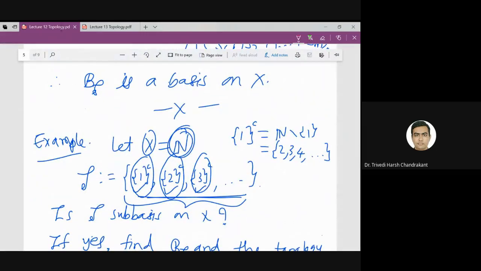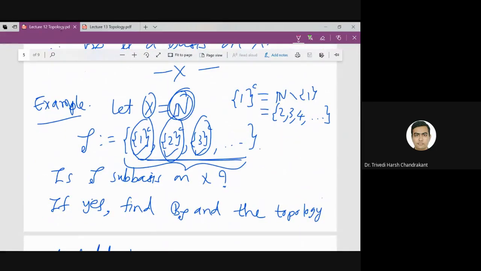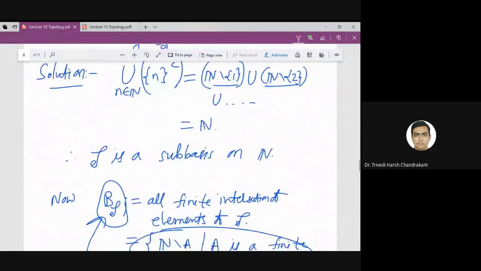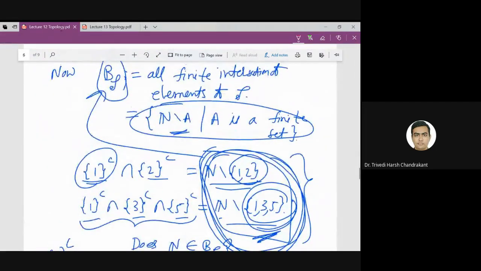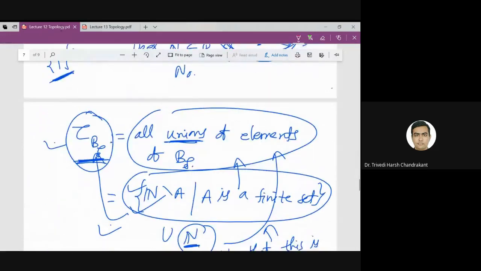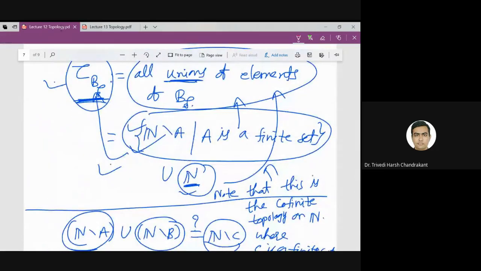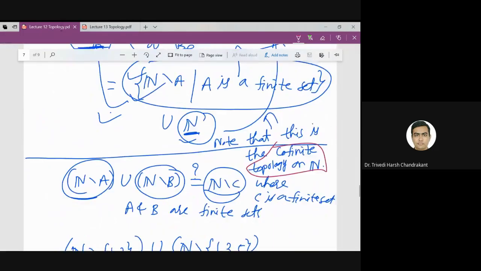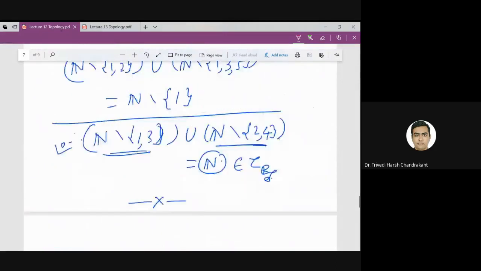We discussed one example over the set of natural numbers. We considered this subbasis, and we verified that the topology generated by this subbasis is nothing but the cofinite topology on N. So this is what we discussed in the last lecture.